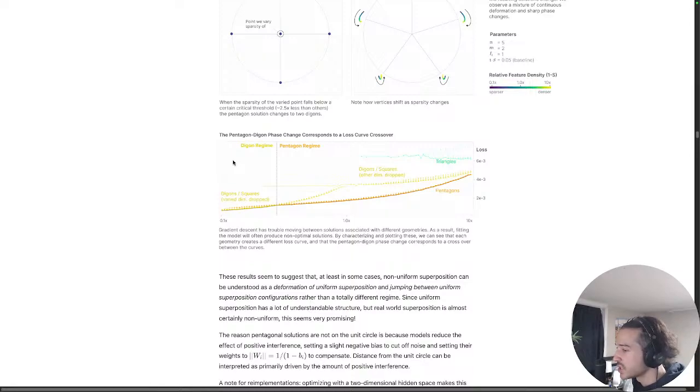These results seem to suggest that, at least in some cases, non-uniform superposition can be understood as a deformation of uniform superposition, and jumping between uniform superposition configurations rather than a totally different regime. Since uniform superposition has a lot of understandable structure, but real-world superposition is almost certainly non-uniform, this seems very promising.